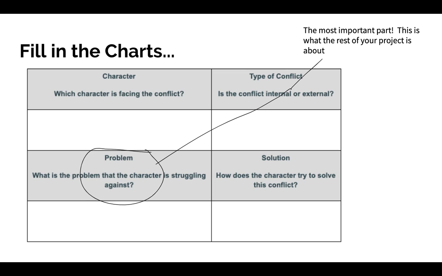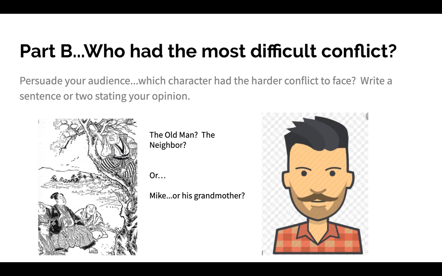Okay. Now, this is the chart and what it looks like. It's the most important part there that I've circled. The most important part is knowing what the main problem was that the character was struggling against. Your whole essay is about that main problem and deciding which character had the more difficult struggle. So that's part B. Who did have the most difficult conflict between these two main characters?